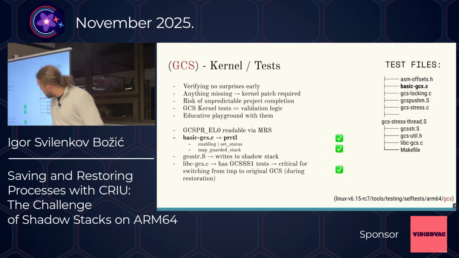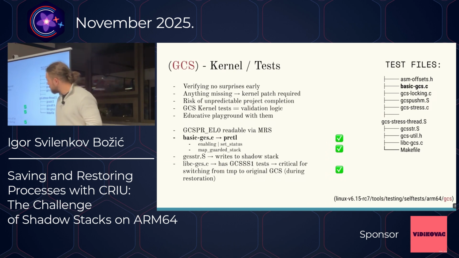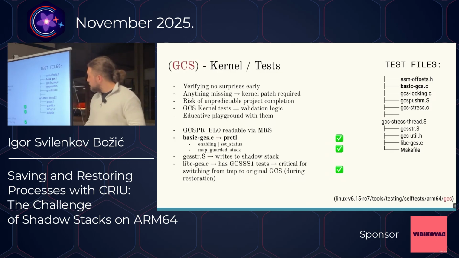There are three of them that I would like to mention. This basic-gcs.c can teach you a lot about how to enable GCS and how to use the prctl command, and to set regs, get regs, and how to map the guarded stack. Map shadow stack is the name of the syscall. And yeah, you can play around with it, and it also introduces you to how kernel tests work, which is a fun learning experience.